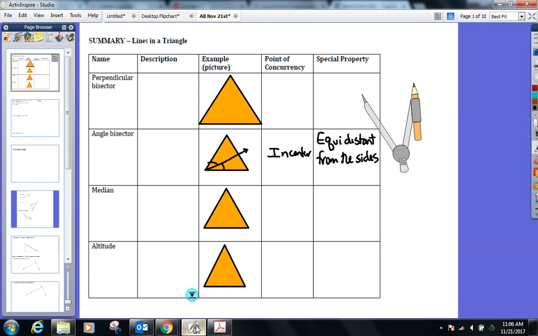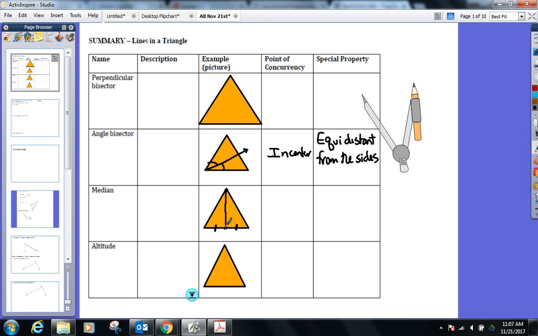Nick. Okay, Nick, ready. Median starts where? At one vertex and is drawn to the opposite side, or the middle of the opposite side, the midpoint. The midpoint, there you go, thank you. So I should have markings here and here saying that's a midpoint, so I definitely know that's a median.